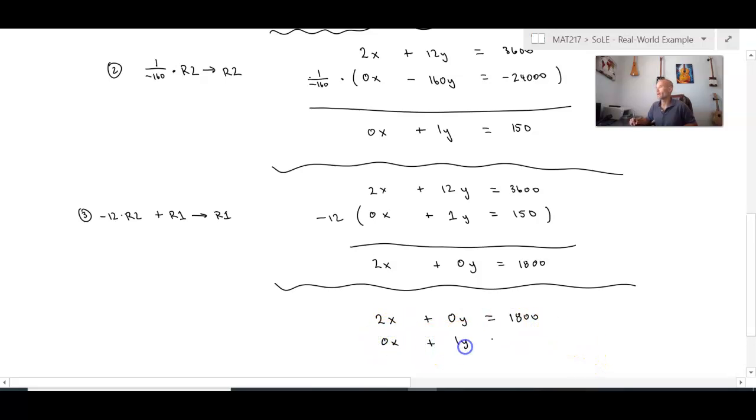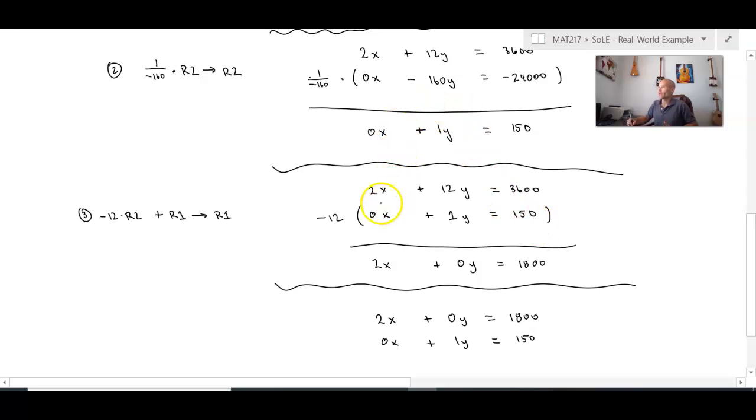So this now allows me to write my changed first equation, which is 2x plus 0y equals 1800, and 0x plus 1y equals 150. So in a sense, we did use substitution here, but we did it by performing it in an elimination approach. So we still kind of did substitution, we just didn't physically plug in y equals 150.